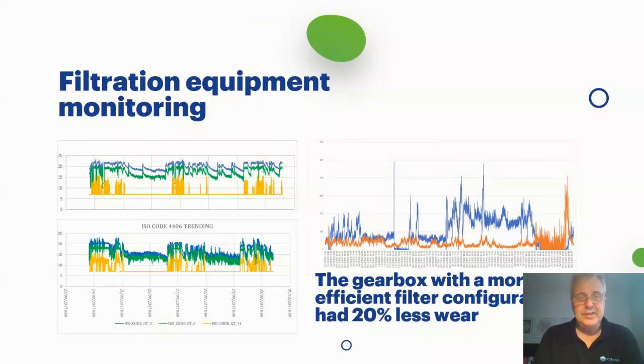In this example, we have results of a comparison of two wind turbine gearboxes. We are talking now about the process itself. They were both being monitored at the same time, and it was seen from the results that one of them, with the more efficient filter, had 20% less wear. Okay.